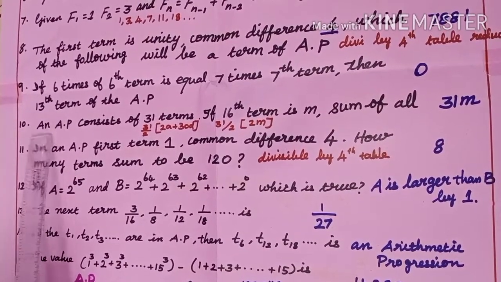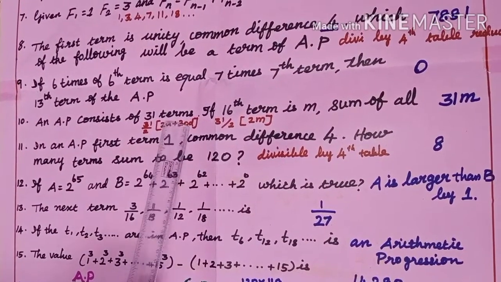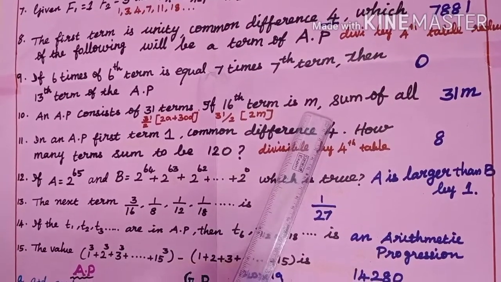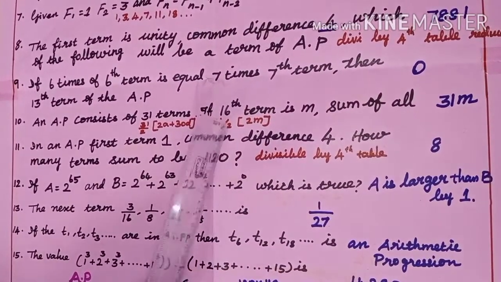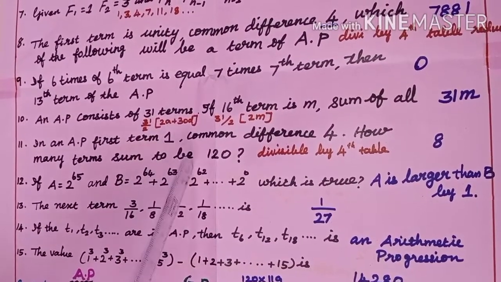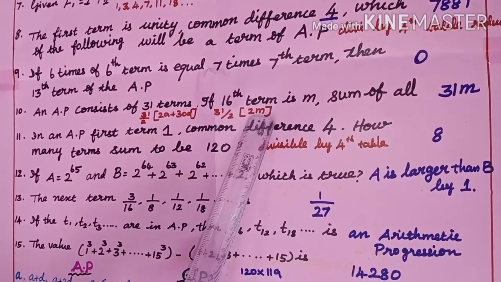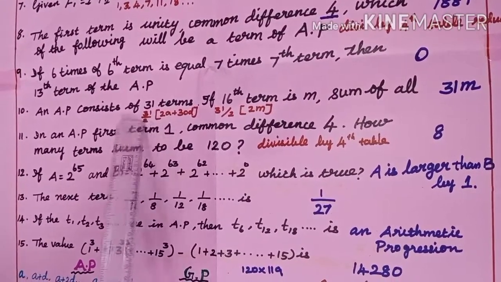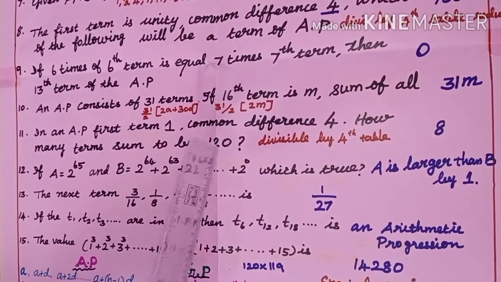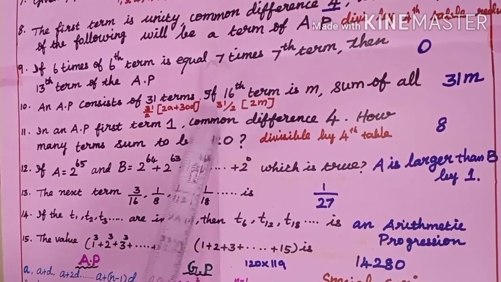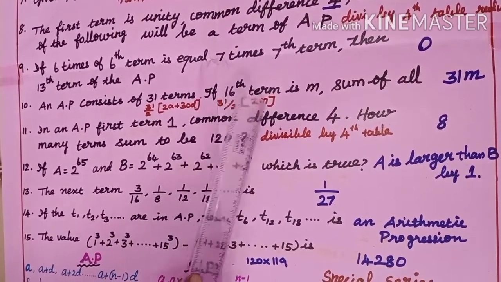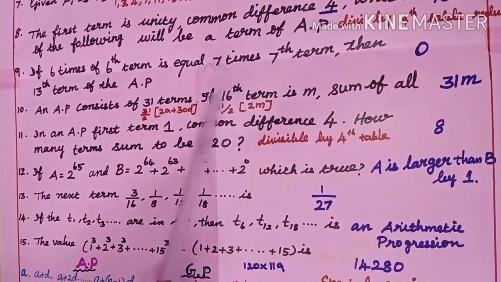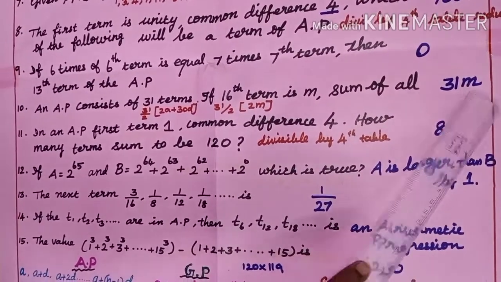Tenth one, an AP consists of 31 terms. The 16th term is m. So the sum of all terms is n by 2 times the first plus last, which gives 2m. So 31 by 2 into 2m, the 2 cancels. Your answer is 31m.